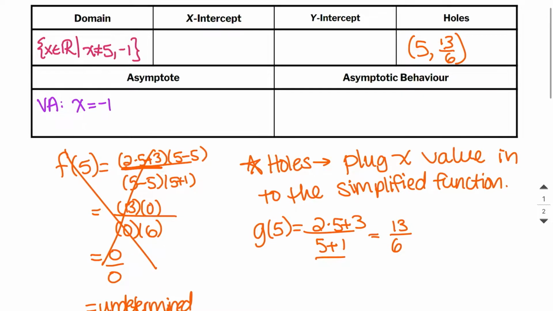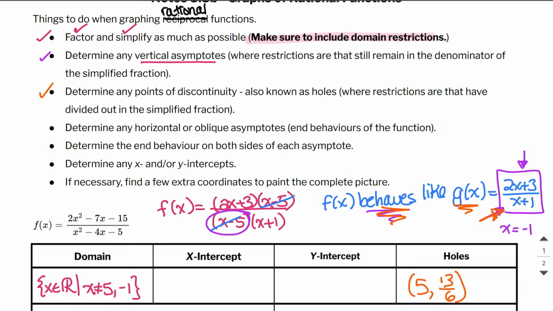And just a little heads up, just to help us out when we actually do our graph, 6 goes into 13 2 times with 1 left over, so it's 2 and 1/6. All right, so we've determined any points of discontinuity. We've determined all of our holes. So now we need to determine any horizontal or oblique asymptotes.